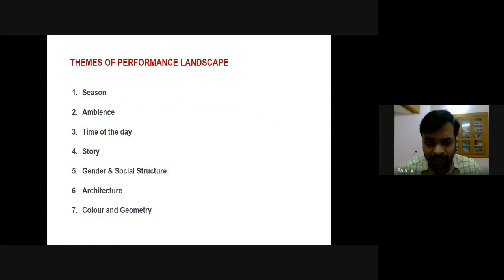Looking through the lens of this theory, we have categorized the themes observed from the paintings, which evoke the performance landscape: season, ambience, time of the day, story, gender and social structure, architecture, color and geometry. They come together to evoke the moods of the raga or the melodic modes.